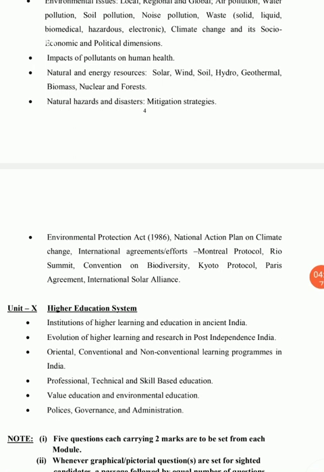Unit 10 is the higher education system. Here we have to study institutions of higher learning and education in ancient India, evolution of higher learning and research in post-independence India, oriental, conventional and non-conventional learning programs in India. Then professional, technical and skill-based education, and how value education and environmental education are important. And we also have to study policies, governance and administration.